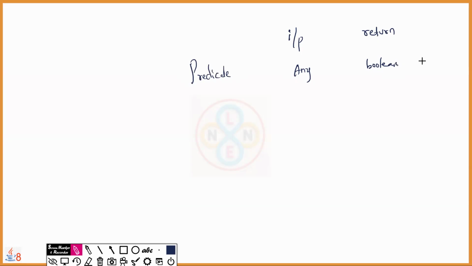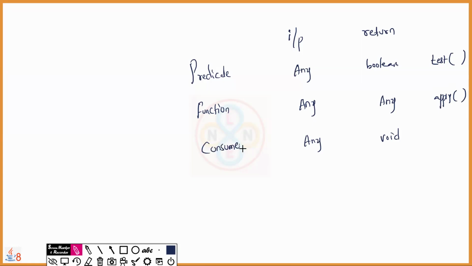With which method? Test is the method name. Similarly, any input and any return type, then this is a scenario to be used with Function. And what's the method name of the Function interface? Apply. The next one: any input, but no return type, that's a void return type. In this scenario, what to use? Consumer. What's the method name of Consumer? Accept. So this is what we discussed so far, the three predefined functional interfaces.